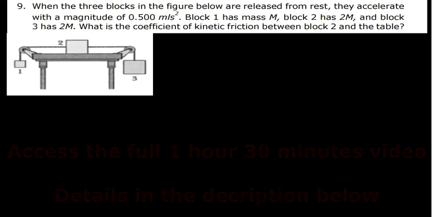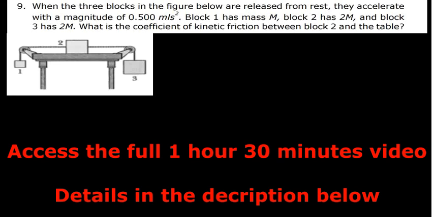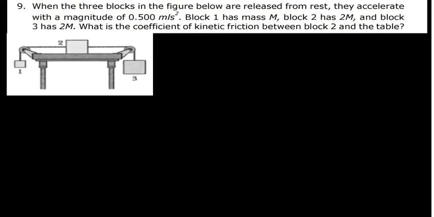In this tutorial, we are going to solve a very interesting question under Newton's laws of motion. So, here is our question. When the three blocks in the figure below are released from rest, they accelerate with a magnitude of 0.5 meters per second squared. Block 1 has mass m, block 2 has mass 2m, and block 3 has mass 2m. What is the coefficient of kinetic friction between block 2 and the table?